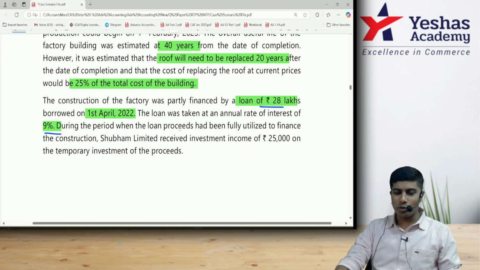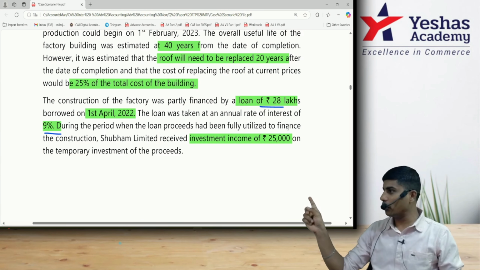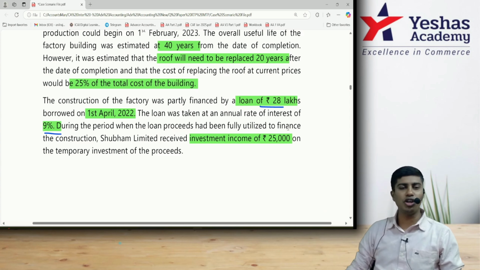During the period when the loan proceeds have been fully utilized to finance the construction, Shubham Limited received investment income of 25%. In between, some idle period was there. On that, they received 25,000. Specific borrowing. We have to deduct this from the cost of borrowing.